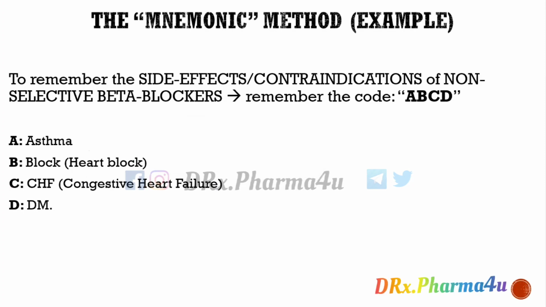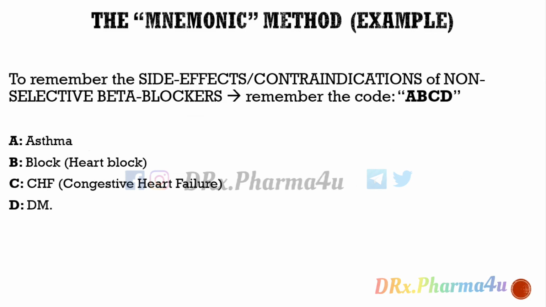So this is just an example to remember the side effects or contraindications of non-selective beta blockers, as I explained before. For example, propranolol. You can remember the mnemonic ABCD. A stands for asthma. B stands for heart block because it blocks the beta-1 receptor. So bradycardia is very, very common, and bradycardia can lead to heart block.